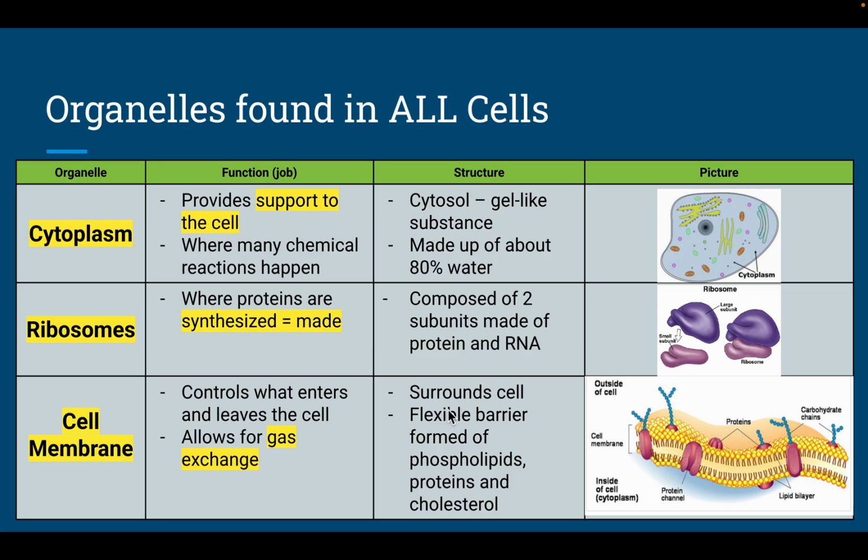What does it look like? What's the structure? It surrounds the cell, or it's usually on the edge of the cytoplasm. It's flexible. It is formed of phospholipids. That word should catch your attention. We've learned about lipids and proteins before in the last unit. So those biological macromolecules are what cells are made of. And the cell membrane has lipids and proteins in it, and also cholesterol.